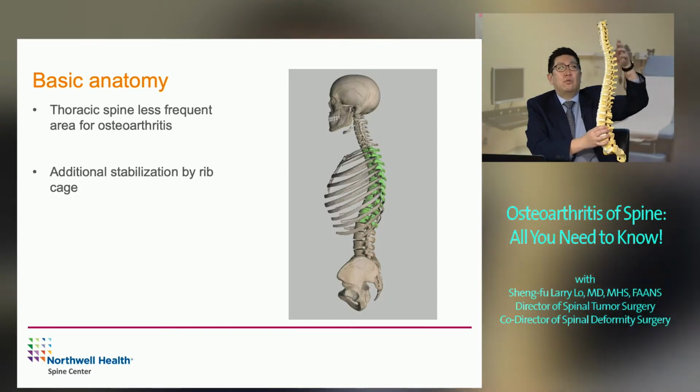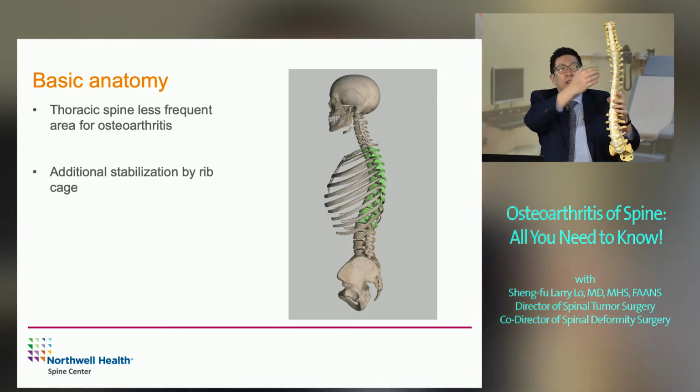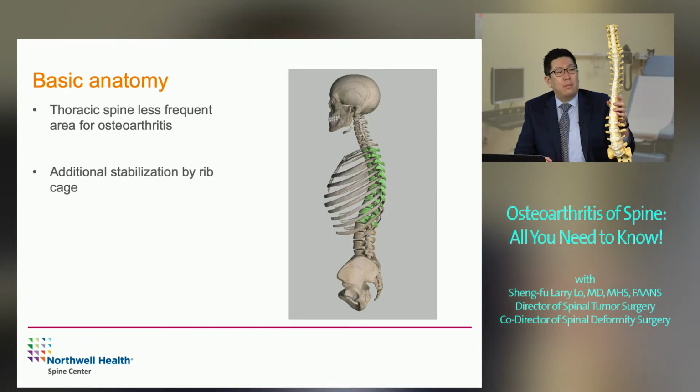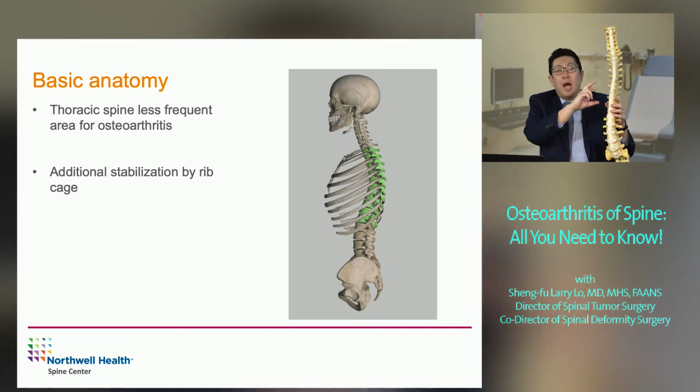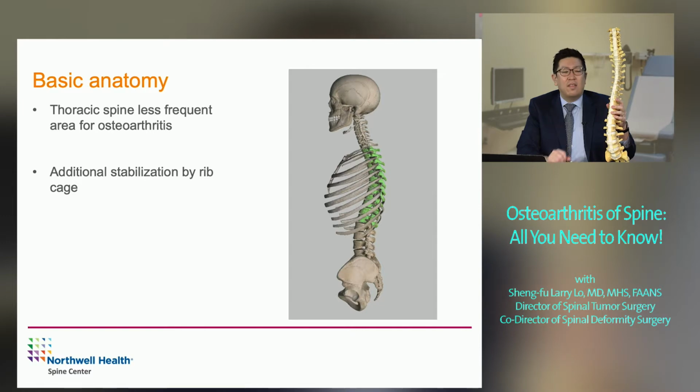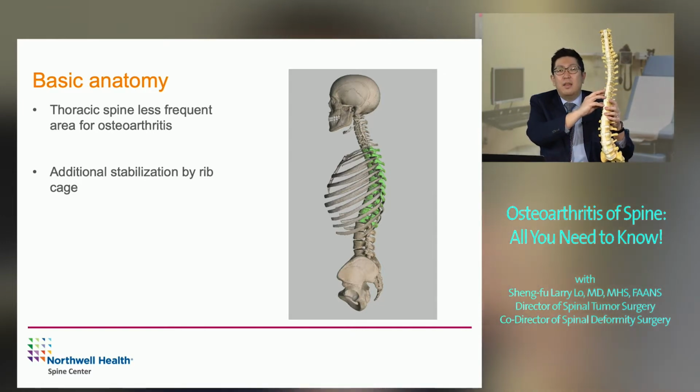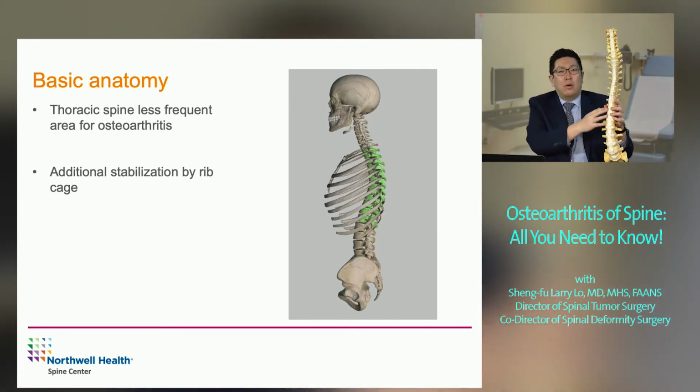Moving on to the thoracic spine, these are basically the middle of the spine. There are 12 thoracic vertebrae. This is a very uncommon area to get degenerative spine disease or spinal osteoarthritis, and the reason is that it's typically a very stiff segment. As you can see on the diagram, there are 12 paired ribs that further stabilize the thoracic spine.